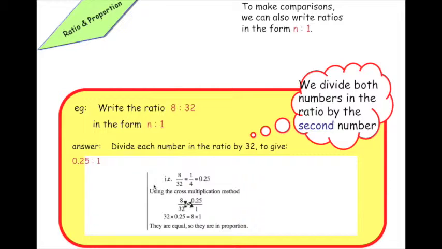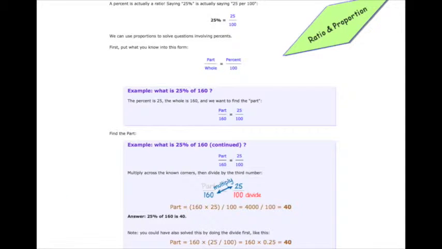What I've done here with this example is use the cross multiplication method to show that the two ratios are in proportion. So I've gone 8 times 1 is 8, and 0.25 times 32 is also 8, therefore they are in proportion. So a percent is actually a ratio because it's a fraction. So saying 25% is actually saying 25 per 100, or 25 over 100.